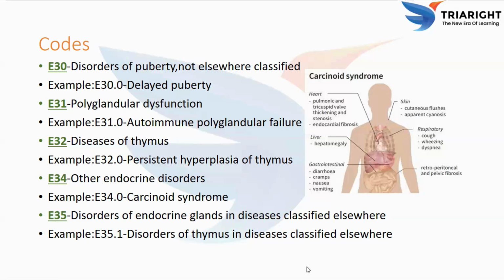For example, disorders of the thymus in diseases classified elsewhere. So thymus disorder caused by another illness, like it may be cancer or infection affecting the glands. So disorders of the thymus as a result of another disease fall under the category of E35. Whenever this type of disorder is diagnosed, just assign the code E35. Okay, these are the disorders which fall under the code range E30 to E35.